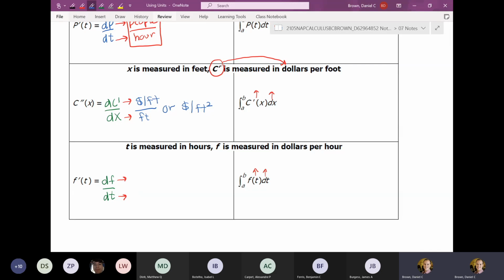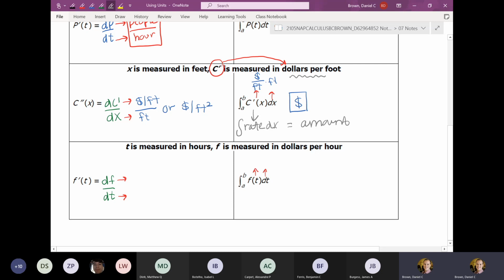For the integral of c prime, we have dollars per foot, and dx is feet. So what would be the integral of c prime? It would be something measured in just dollars. This brings us to something that we'll see a lot in this topic: when we integrate a rate, and in this case c prime is representing a rate because it's dollars per foot, the integral of a rate is going to give us an amount.